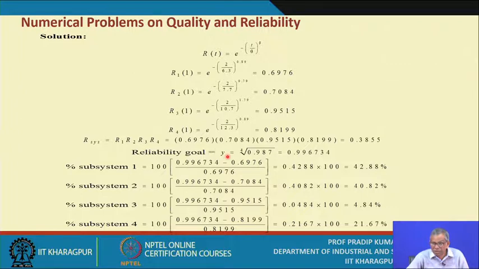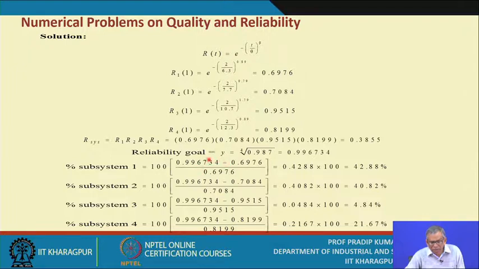The system's reliability must equal the reliability goal. That means the system's reliability is 0.987, which is r to the power 4. So obviously, this will be the expression for the individual component reliability, so that the system reliability becomes 0.987. The individual component reliability is as high as 0.996734.